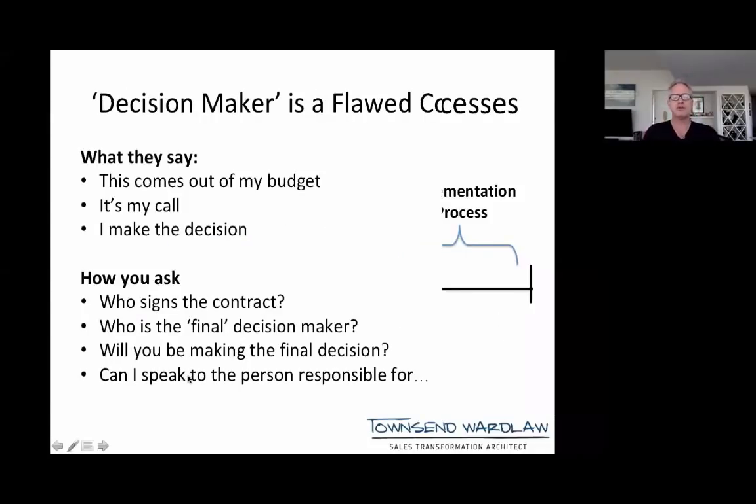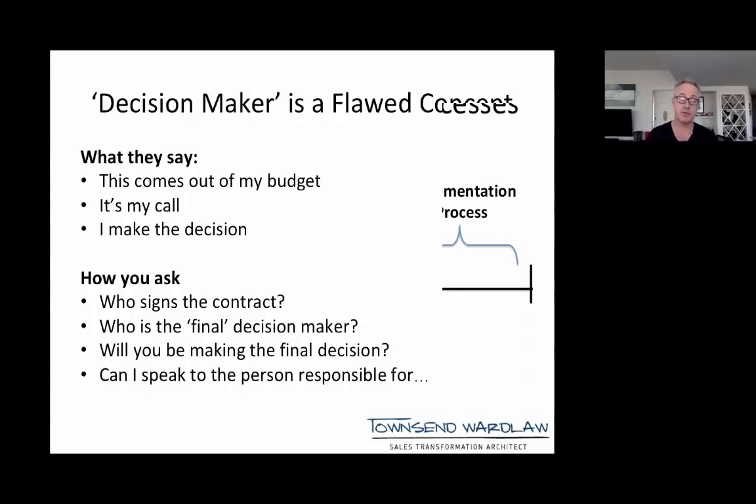I want to, once and for all, remove the concept of decision maker from the vernacular. I have, for the better part of at least a decade, been chastising folks for using this term, making fun of them.